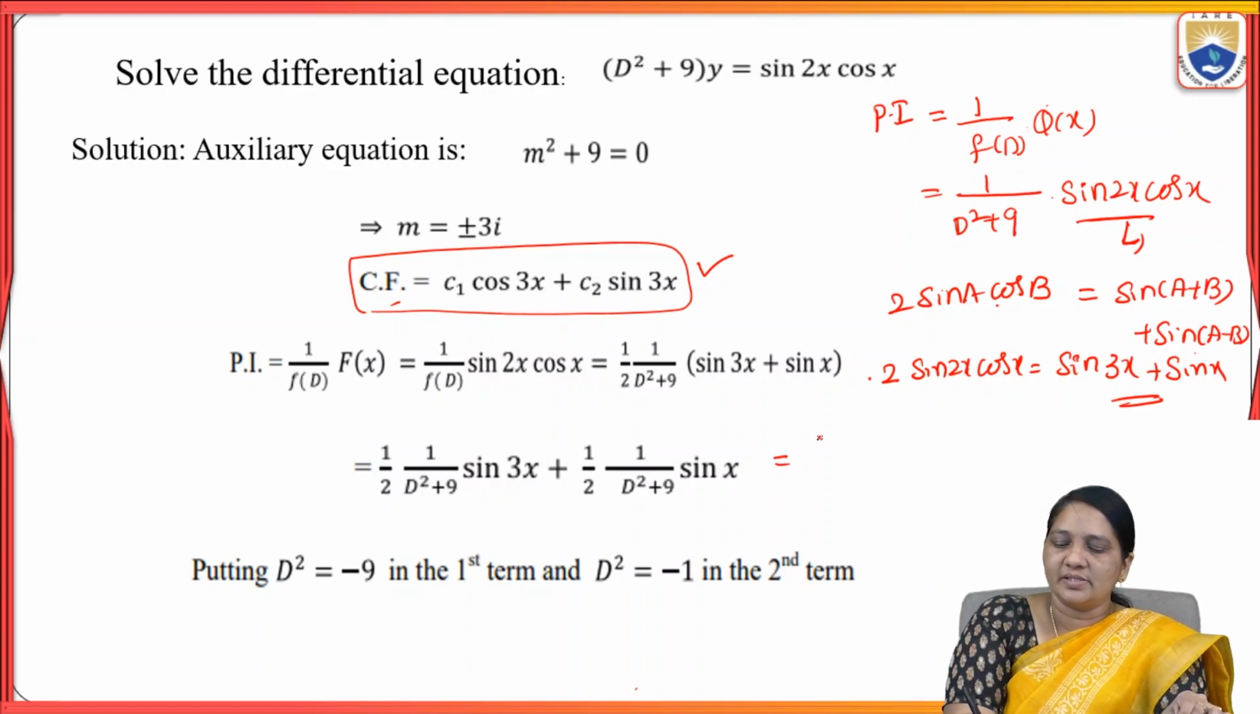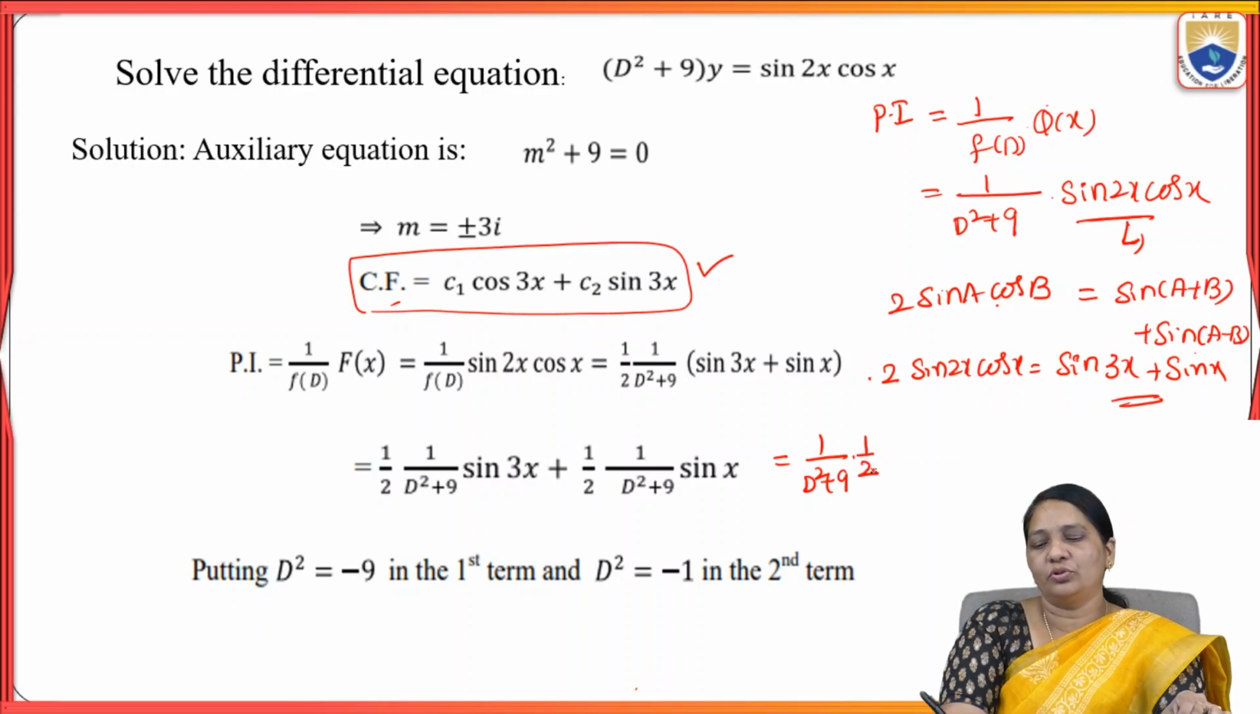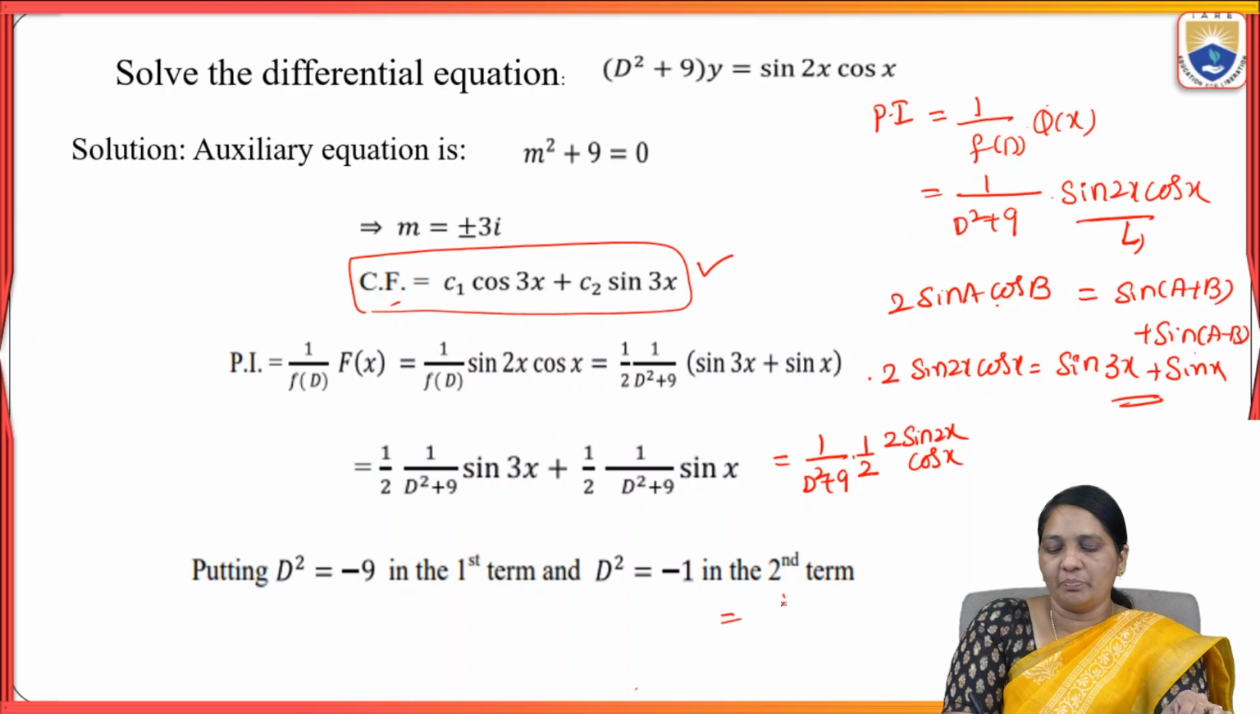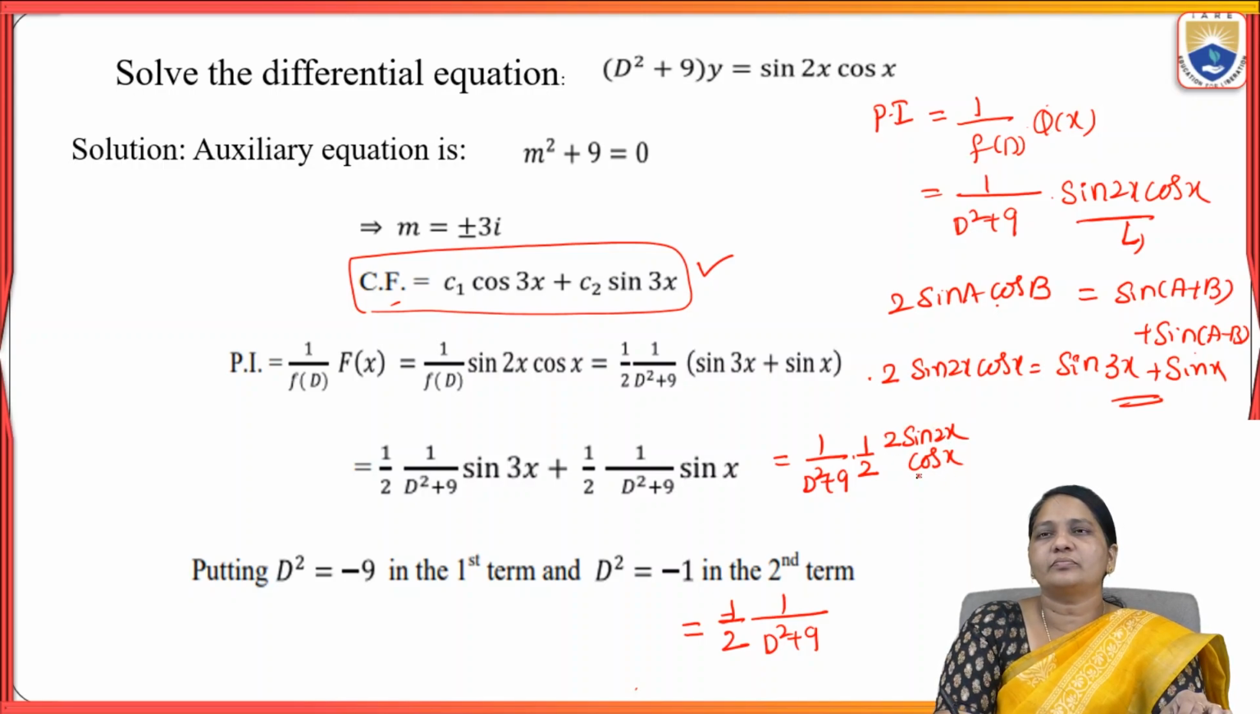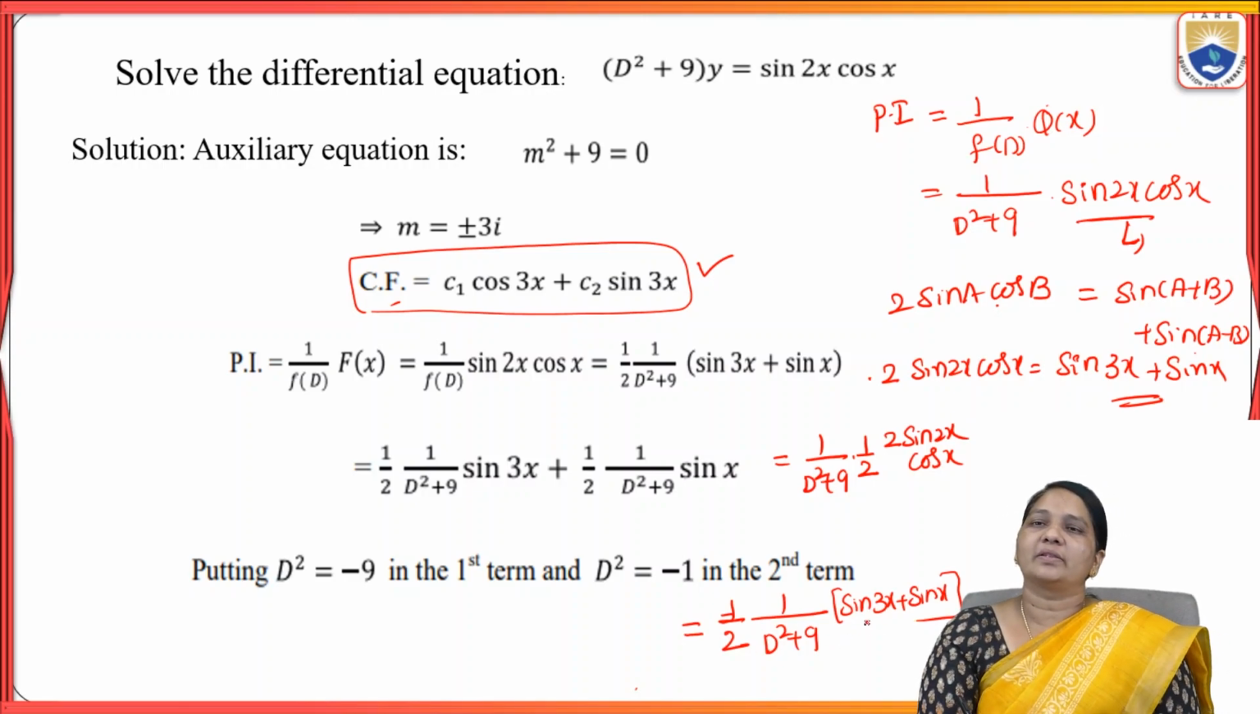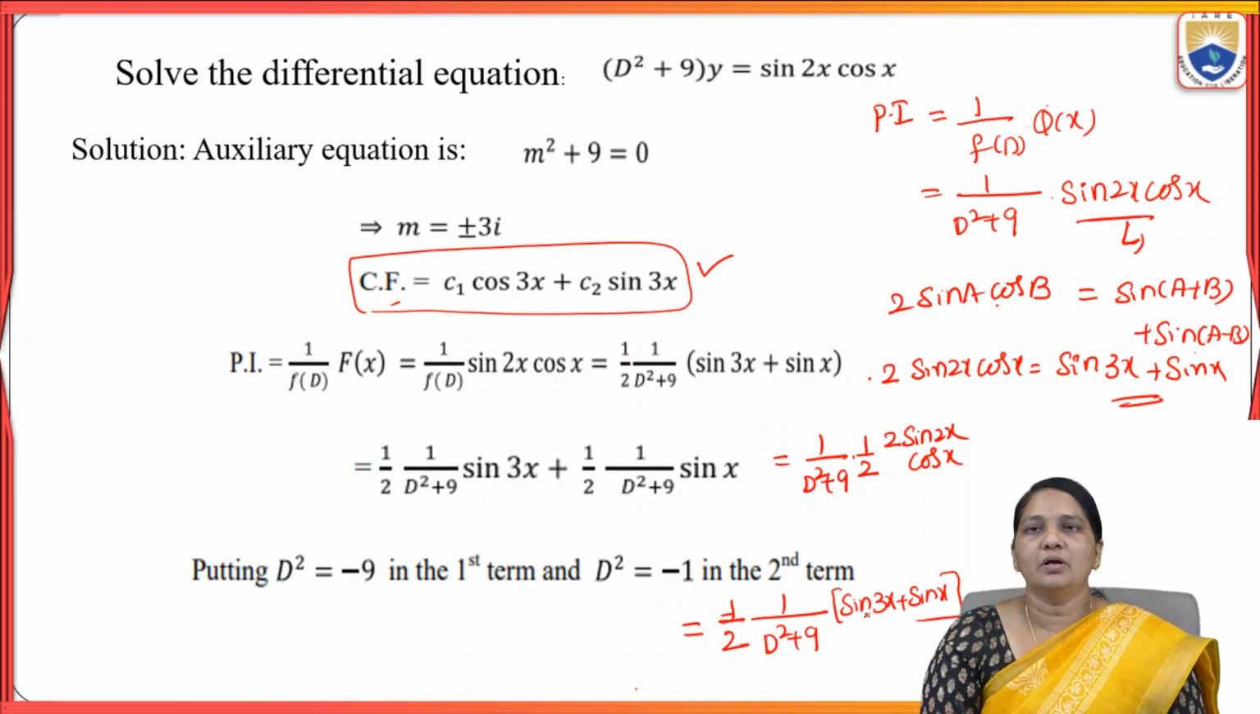So now finally this is 1 by d square plus 9. I can multiply and divide with 2, so that is 1 by 2 into 2 sin 2x cos x. In place of this, I am replacing it, with 1 by d square plus 9 and 1 by 2 as the constant. In place of 2 sin a cos b, I can write sin 3x plus sin x. So now I have the form sin ax, and I can proceed to calculate the particular integral.